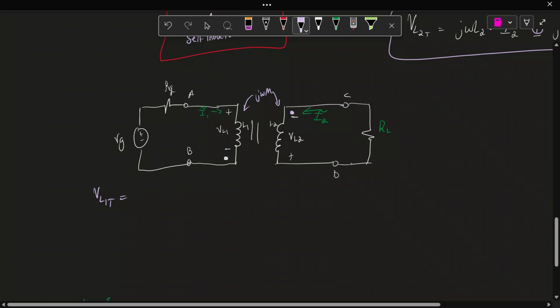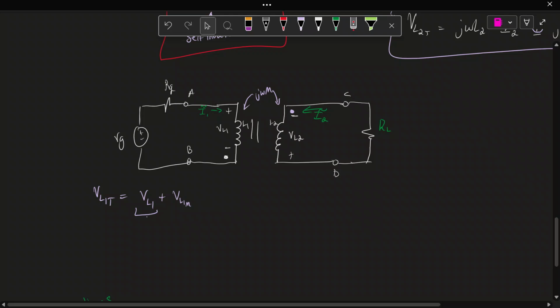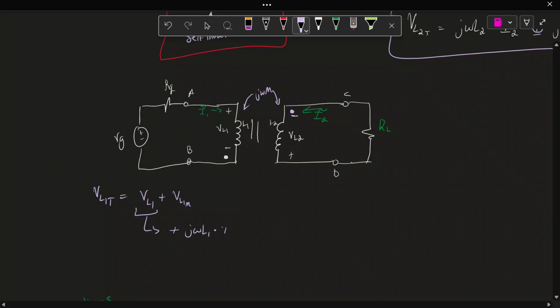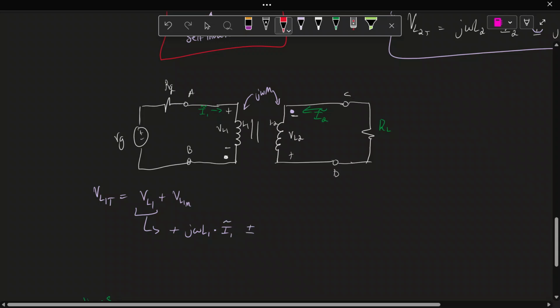Okay, VL1 total. Well, first we want to get the self-inductance out of the way, and then we want to add it to VL1M, the mutual inductance. Okay, so what's our self-inductance? Well, current flows from the positive electrical potential of the voltage drop across L1 to the negative. So this is going to be positive j omega L1 times I1. Then we have a mutual inductance. So we always put plus or minus because we want to figure out after. So this is a mutual inductance.